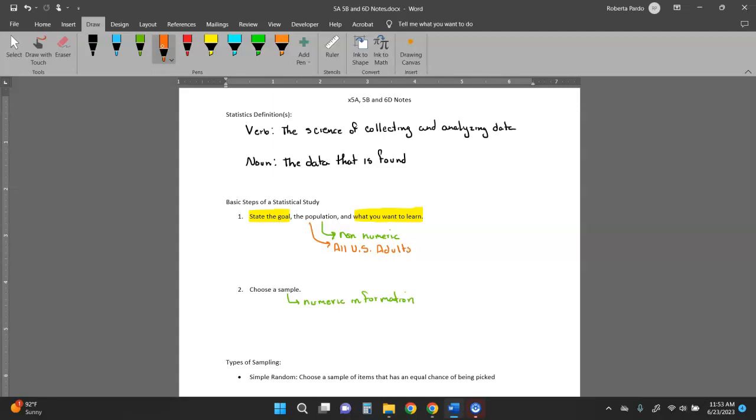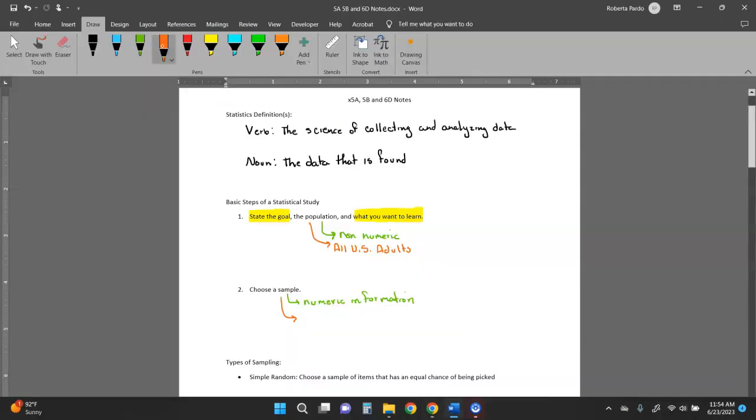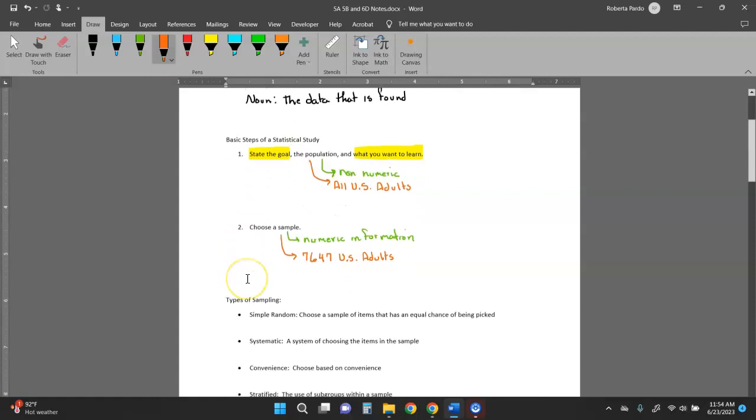Again, the population is non-numeric, so we don't have a numerical piece of information, whereas in this case, the sample is 7,647 U.S. adults. That's the difference between a sample and a population. Your sample is always a subset of your population. So first you set your goal, figure out who your population is, then you're going to choose a sample.